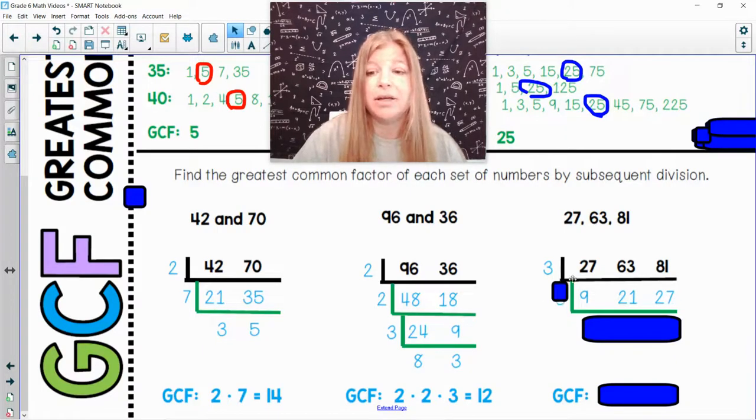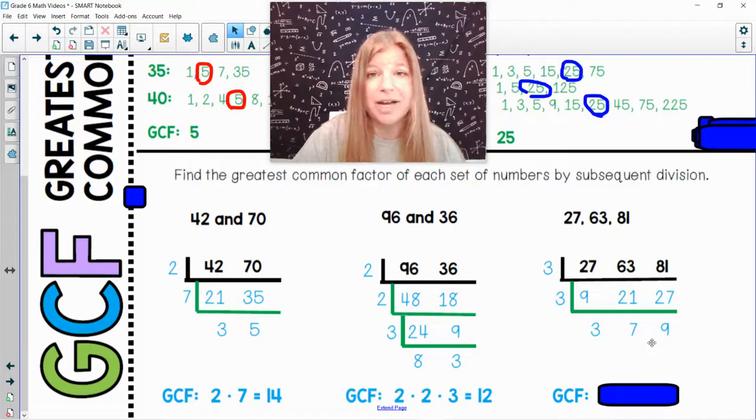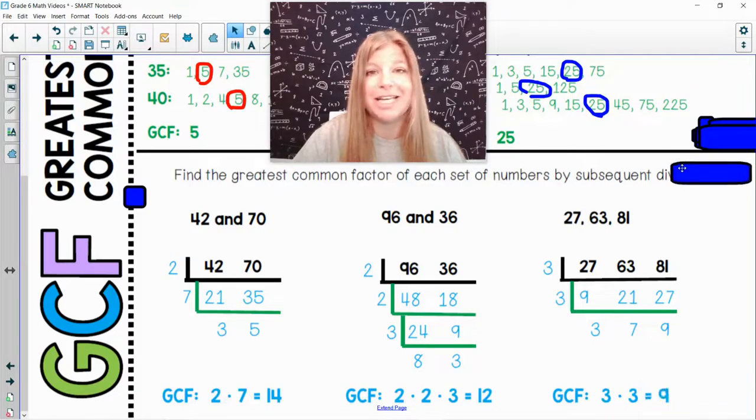I can. 3 goes into 9 3 times. 3 divides into 21 7 times. And 3 divides into 27 9 times. 3, 7, and 9, I would be done there because they don't have any common factors that they're all divisible by. I multiply my primes over here on the left, and 3 times 3 tells me my GCF is 9.